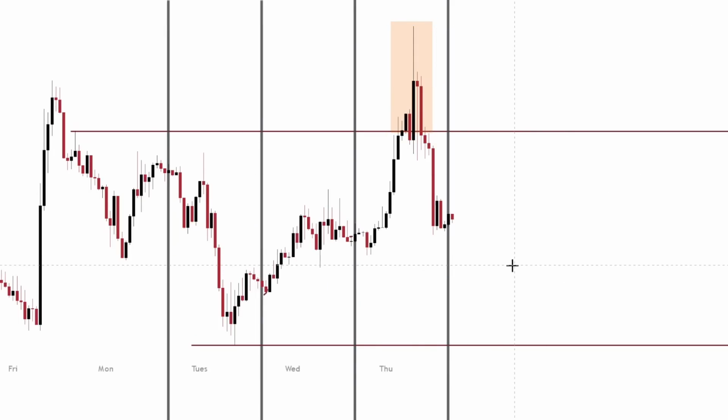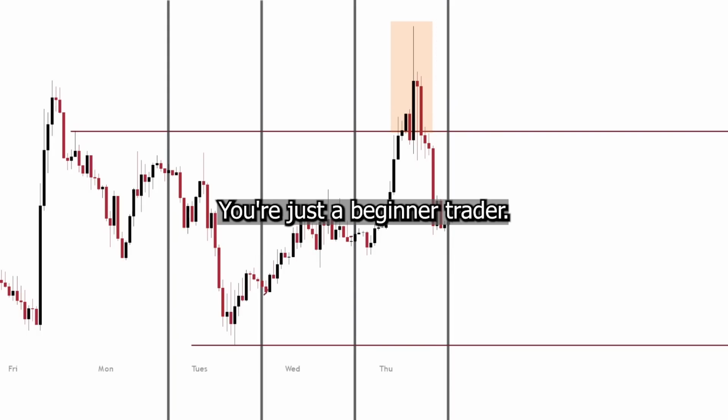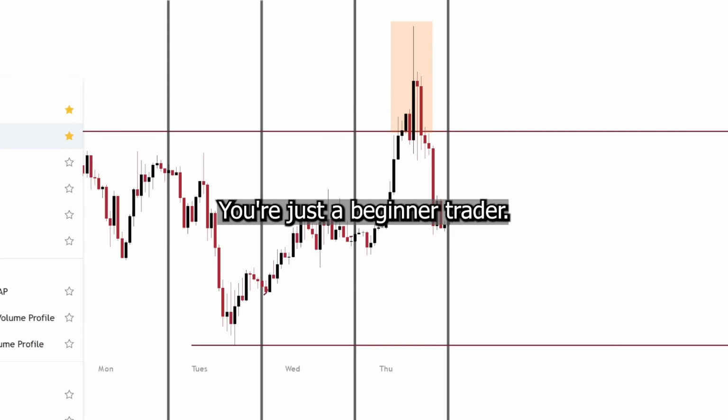So what are we going to do now? We're going to cover entries at the end of this lesson. But let's say you have no idea how to enter the market on the lower time frames. You have no scalping skills, you have no intraday trading skills, and you're just a beginner trader. You can always do this.